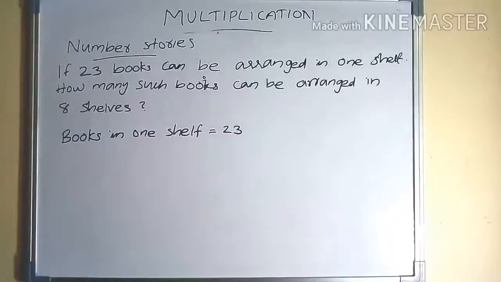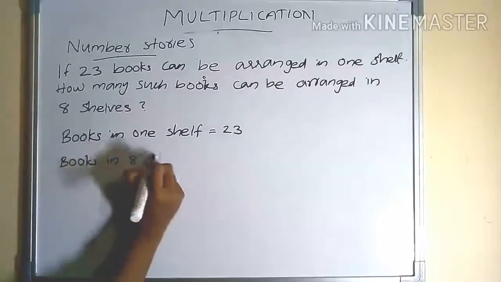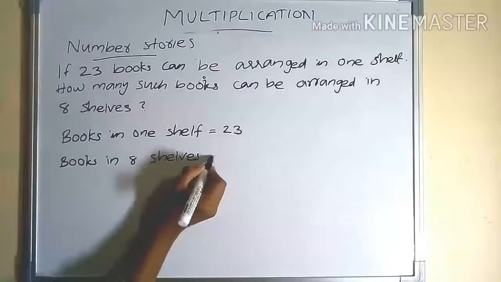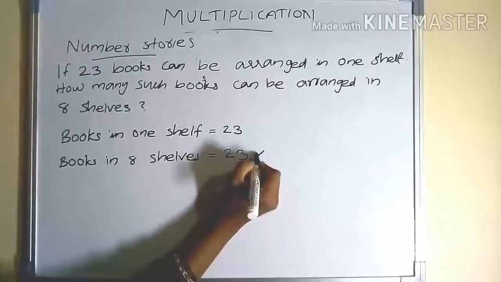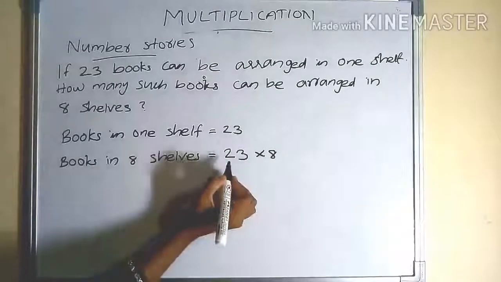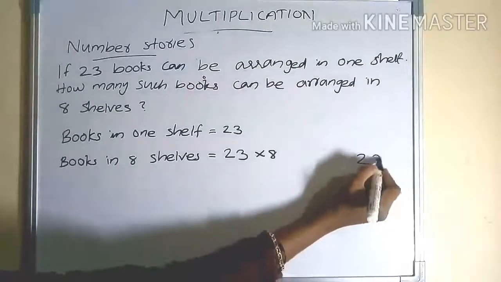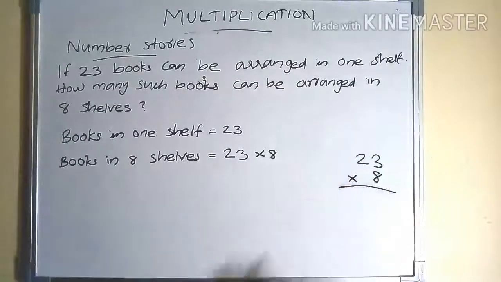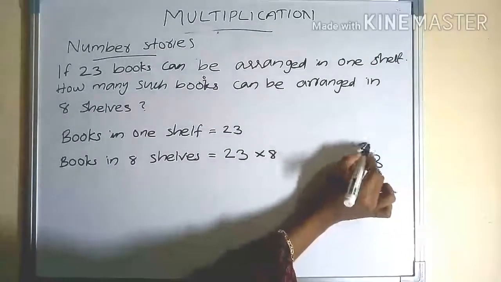So, next step is books in 8 shelves. In this question, we know that the books in one shelf is equal to 23. So, books in 8 shelves is equal to 23 into 8. That is, books in one shelf into 8. So, what is the answer? Multiply 23 into 8. First, we multiply 8 into 3. What is the answer? 8 into 3? 24. So write 4 here. Remaining 2 carried over here.